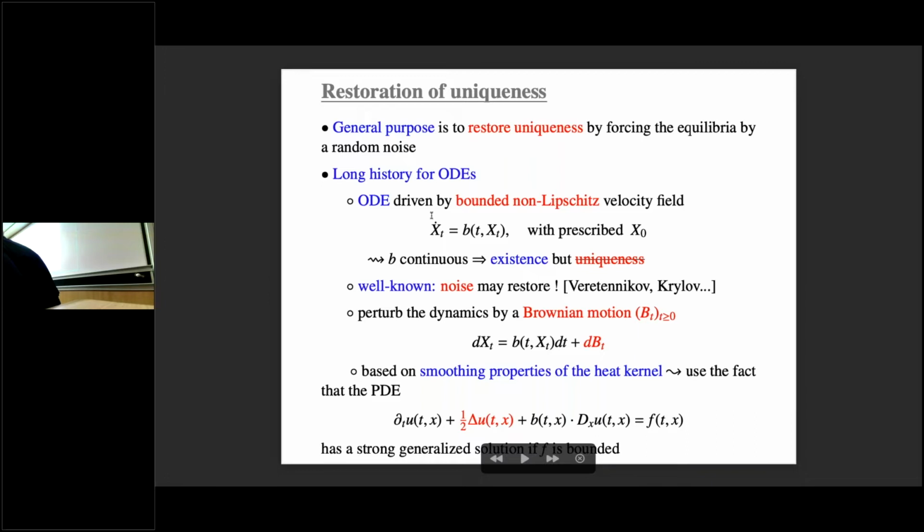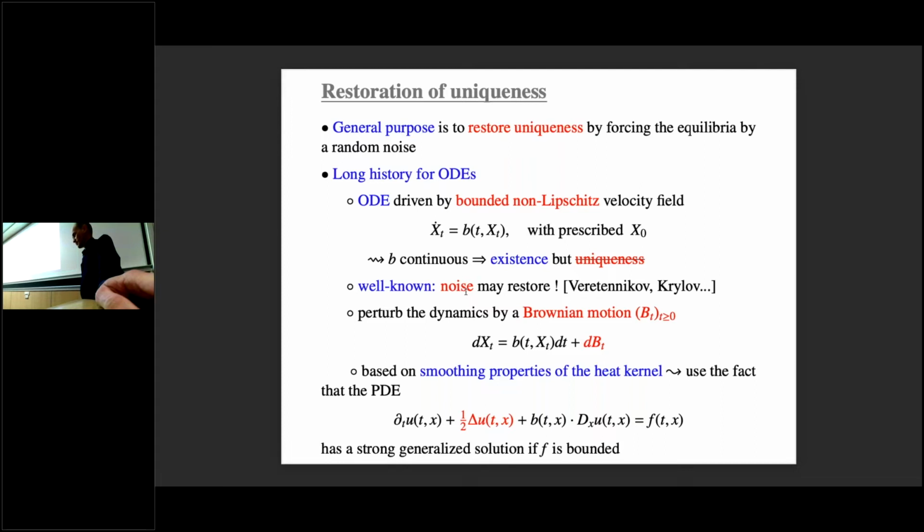So you start with some dynamics, typically an ordinary differential equation. Typically, the velocity field is bounded, but it's not Lipschitz. So let's think of a continuous bounded velocity field. You know that there are some solutions to the differential equation. You know this by compactness, but you're not able to say many things about uniqueness, and there might not be uniqueness. And something that is absolutely amazing is that if you force the dynamics by means of a noise, then you restore uniqueness. I find it very, very impressive.